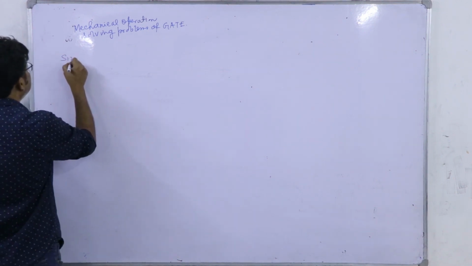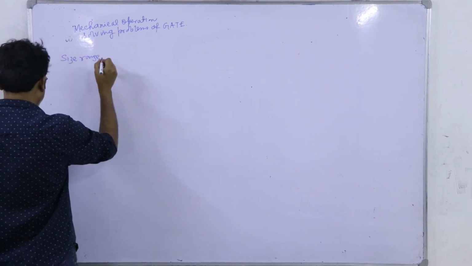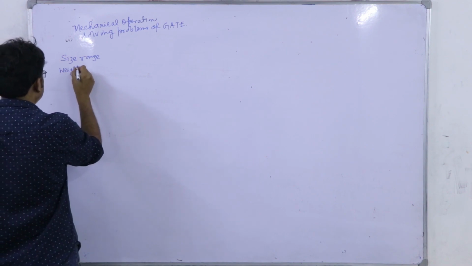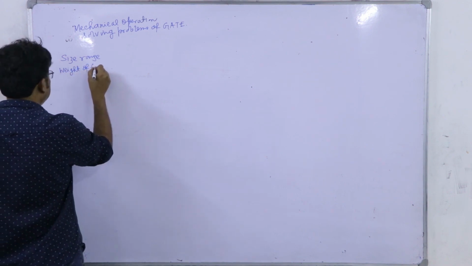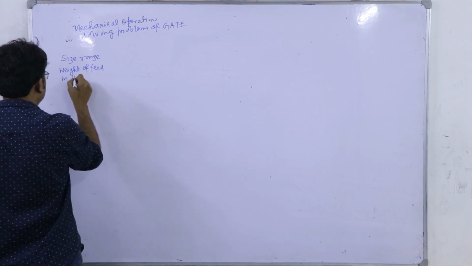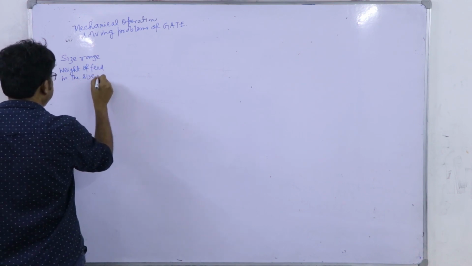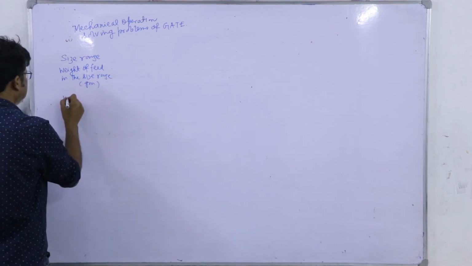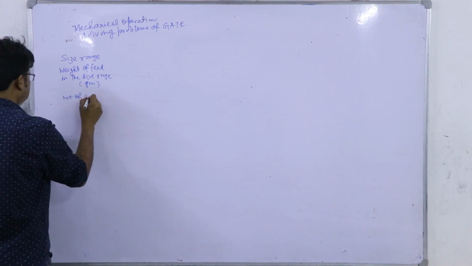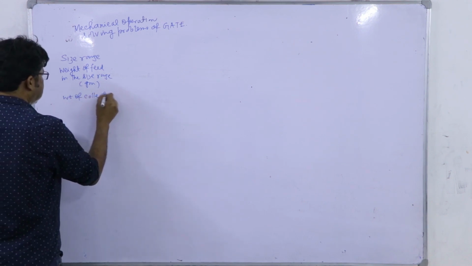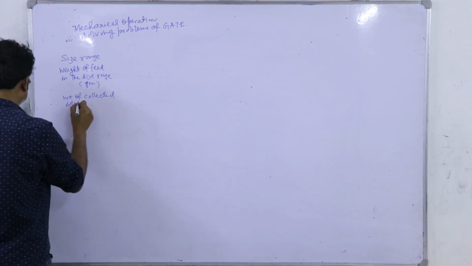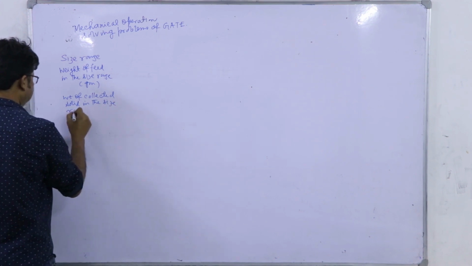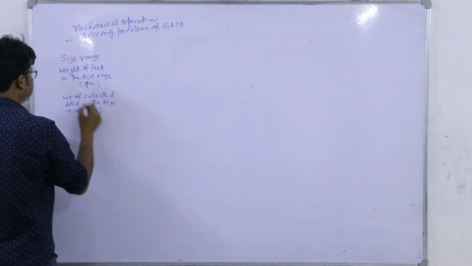So, what is given? The size range, the weight of feed in the size range in gram, and the weight of collected solid in the size range in gram.